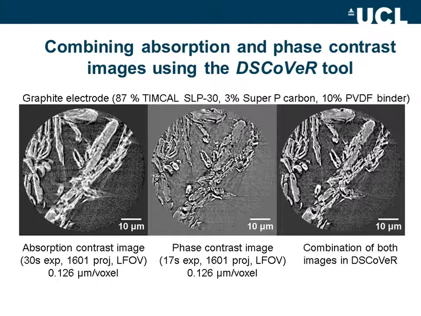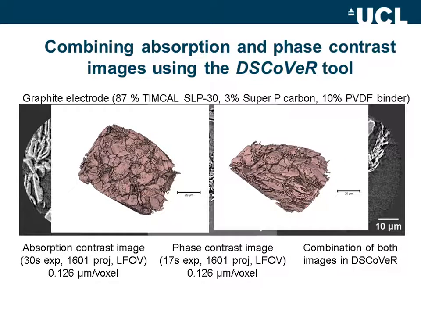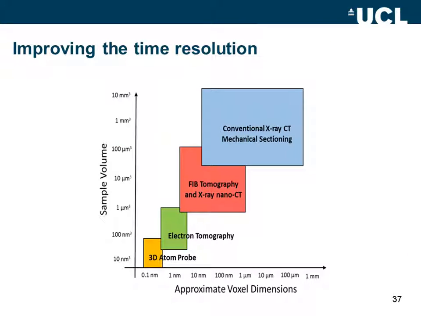Here we're looking at some cross-sections from our Ultra 810. On the left-hand side, we have an absorption contrast image. In the middle, we have a cross-section from a phase contrast image. And on the right-hand side, we have a combination of both images, which enables us to leverage the benefits of absorption and phase contrast microscopy to get a combined image to get these kind of beautiful and very detailed pictures of the nanoscopic structure of these graphite electrodes. So, as I've said, it's a fascinating multi-length scale and multi-time scale challenge that we're trying to address.